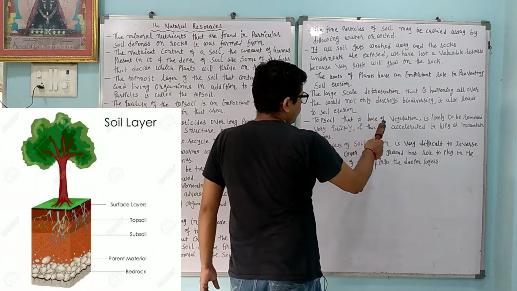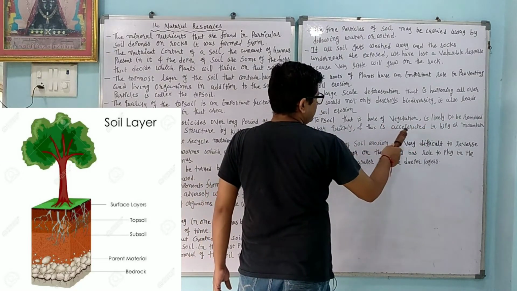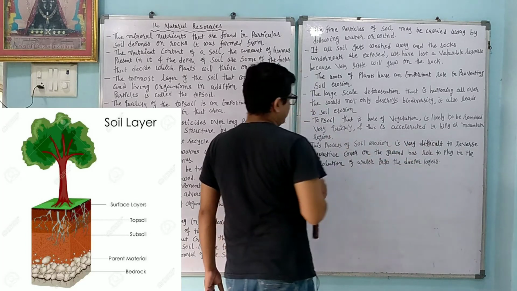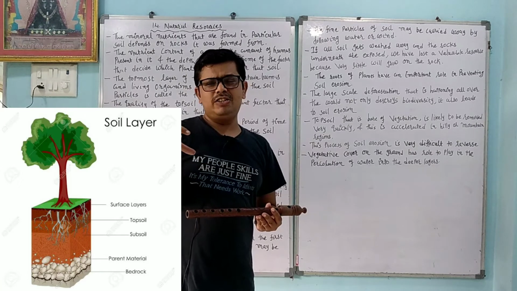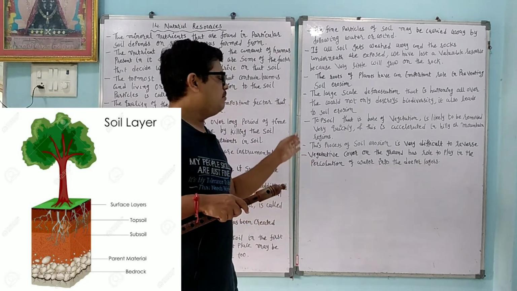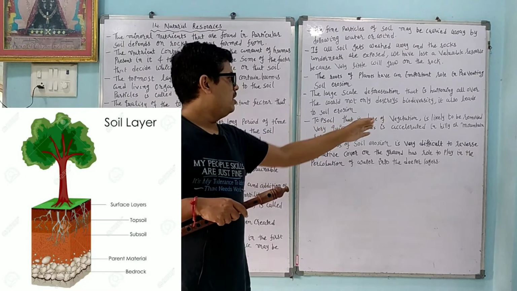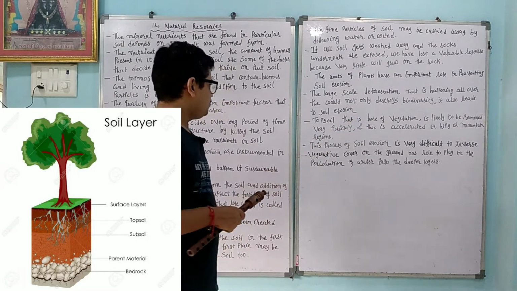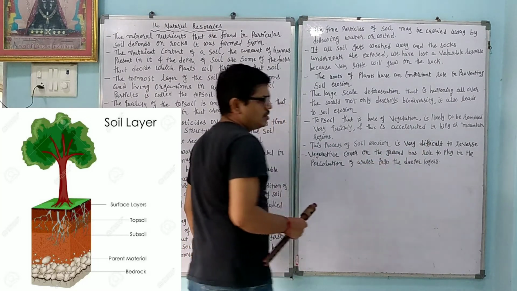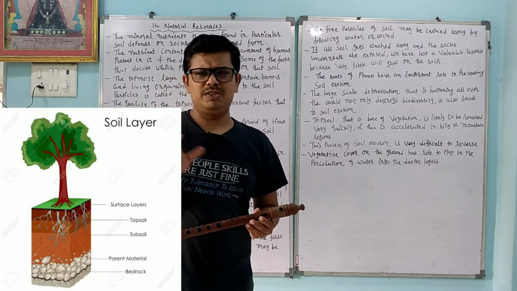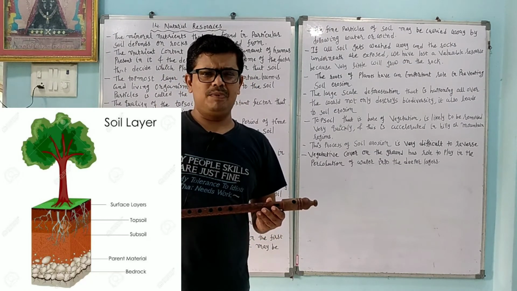Topsoil that is bare of vegetation is likely to be removed very quickly, and this is accelerated in hilly or mountain regions. Okay, so if the vegetation is removed, the topsoil is removed very fast, and it accelerates in hilly or mountain regions. Okay, this process of soil erosion is very difficult to reverse. We cannot actually reverse the process. After that we have to plant so many plants.